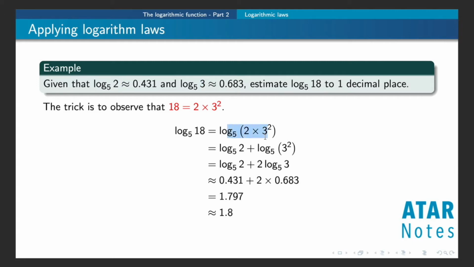And so you obtain that. And the idea is that whenever you see a product using a log law, you can decompose it into a plus. And whenever you see a power, you can always take the power out in front and turn it into a coefficient. And then once you do that, you can now more or less use the approximation that you've been given to arrive at your final answer.